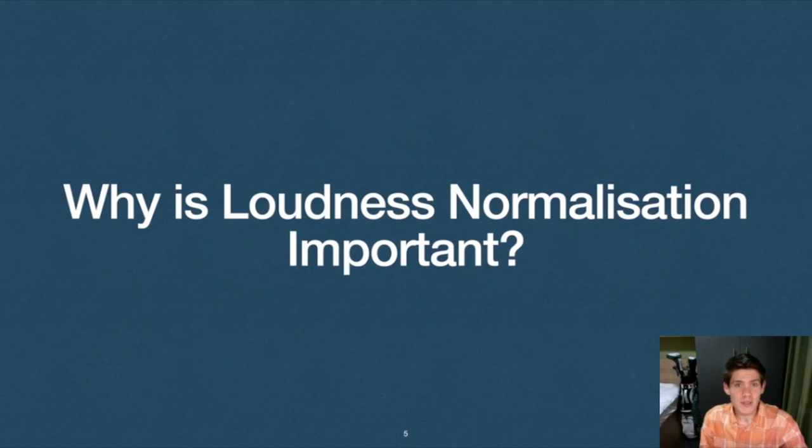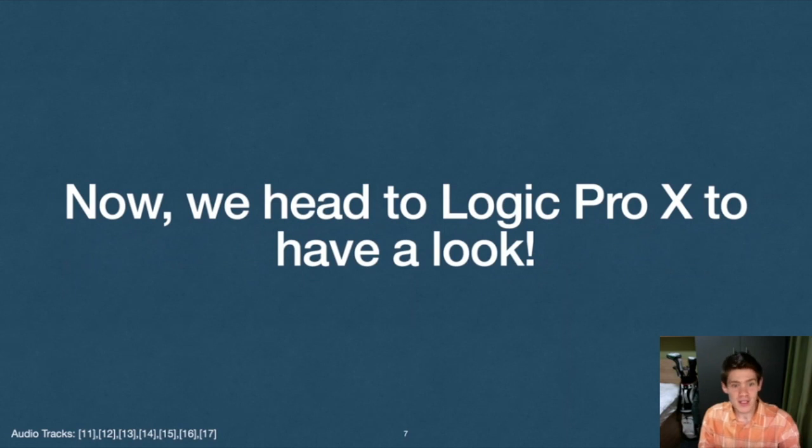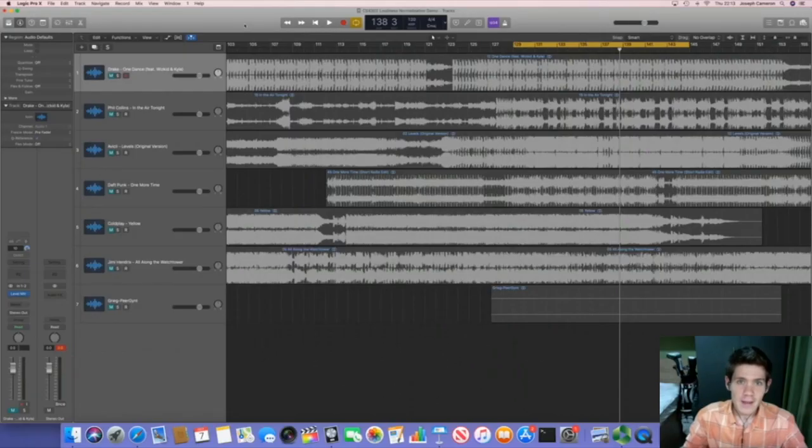Why is this important? Well, it's very important because audio originating from different places can have drastically different volume. And to show you what I'm talking about, we're now going to head over to Logic to take a look at some audio. So here we are in Logic, which is a digital audio workstation. So I can have a look at audio here. You can see I've loaded up some songs already.